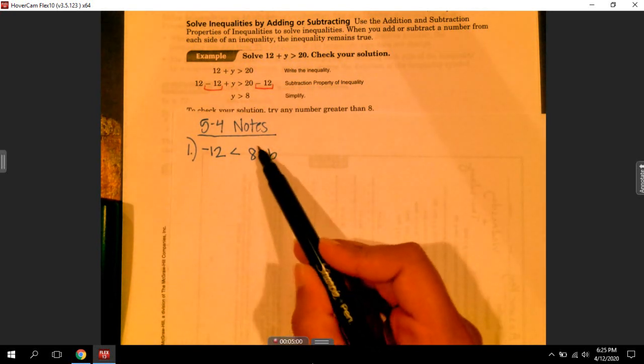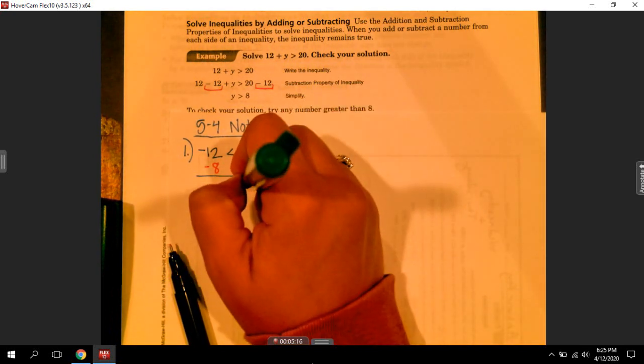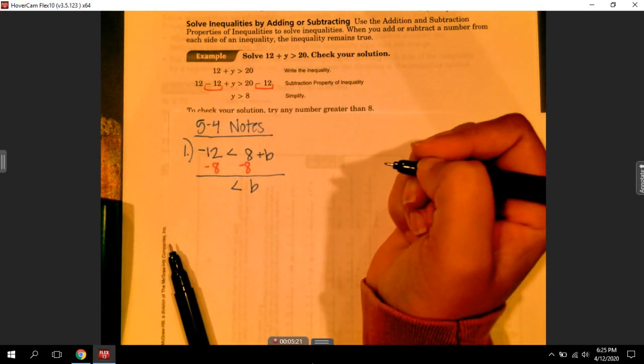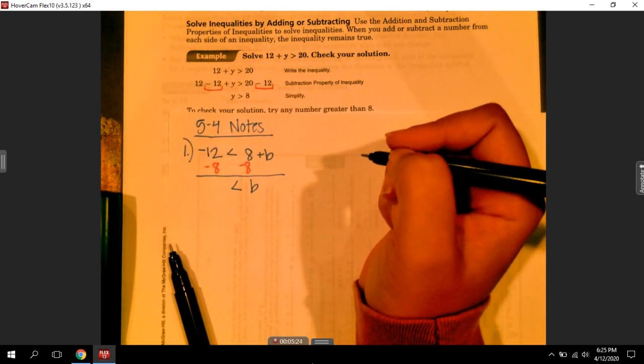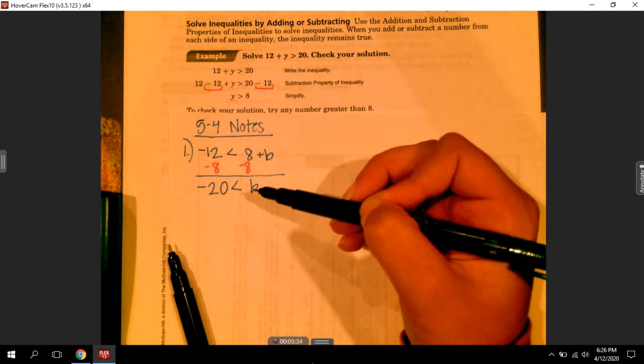Okay, so negative 12 is less than 8 plus b. So you are wanting to get b by itself. The number that is with b is a positive 8, so I want to subtract 8 to get it gone. If I subtract 8 from the right, I have to subtract 8 from the left. So then I'm left with b on this side. That inequality symbol never changes. And then negative 12 minus 8 leaves you with negative 20. So this reads negative 20 is less than b.